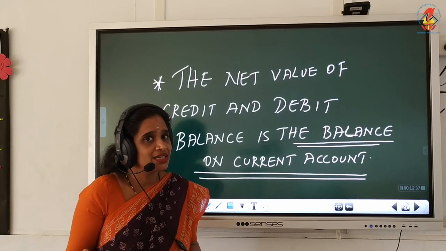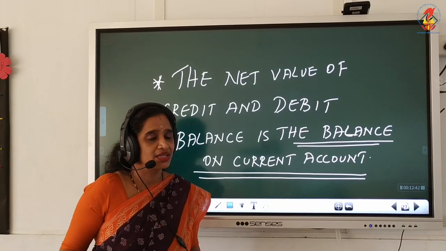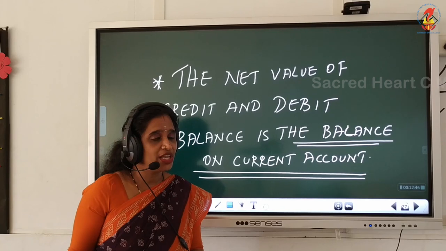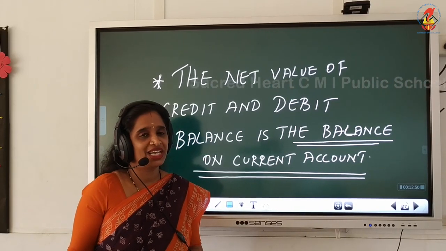So what is meant by balance in the current account? When all the items in the current account are balanced: export of goods is equal to import of goods, export of services is equal to import of services, receipt of unilateral transfers is equal to payment of unilateral transfers.